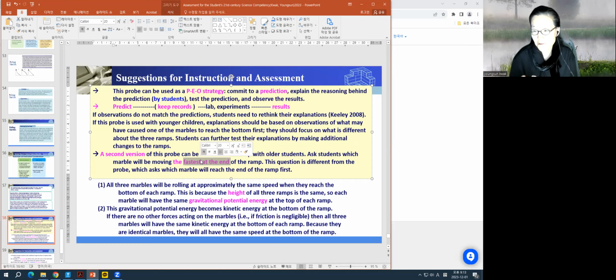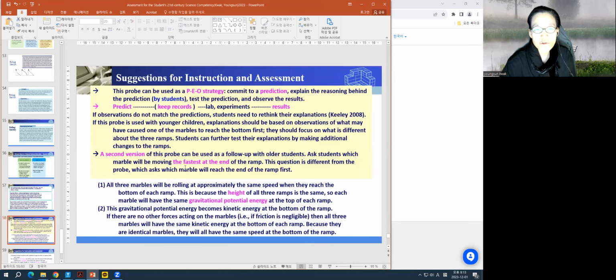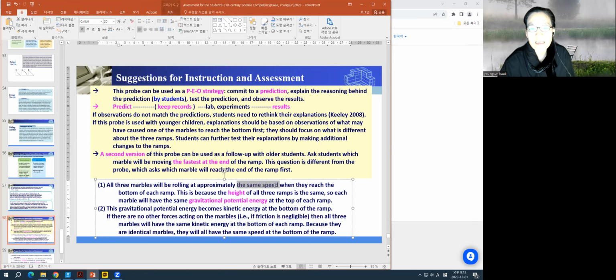This is not for probing elementary school students, right? This question is different from the original probe, remember? The original probe asks which marble will reach the end of the ramp first. Okay, all three marbles will be rolling at approximately the same speed. Why is that? The external net forces are all the same.